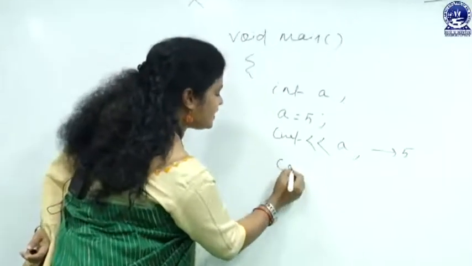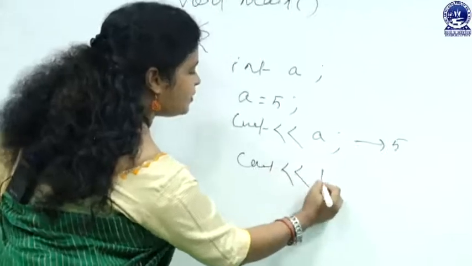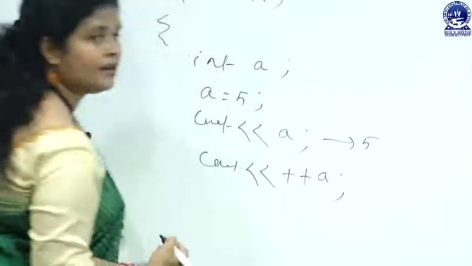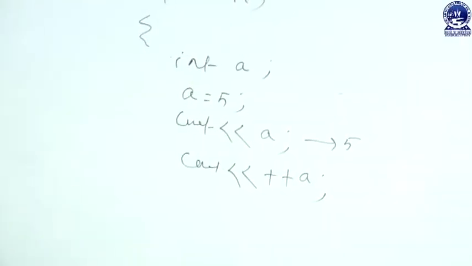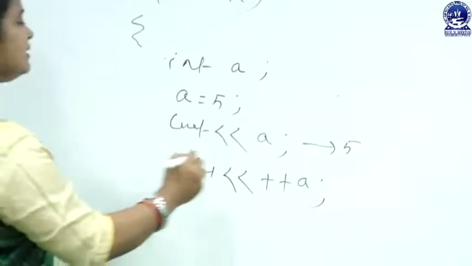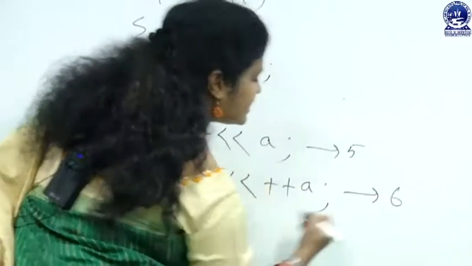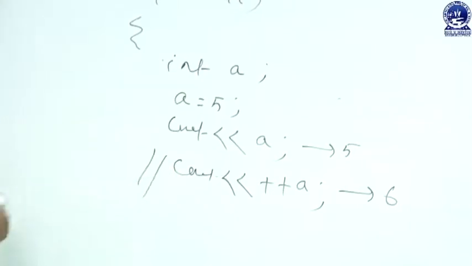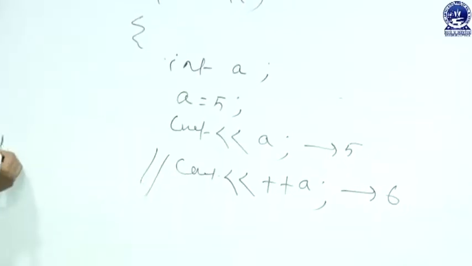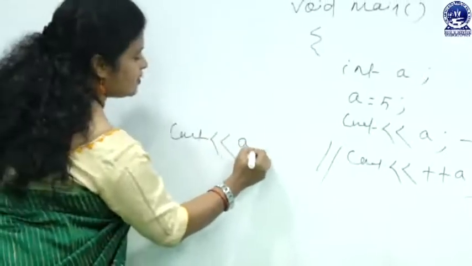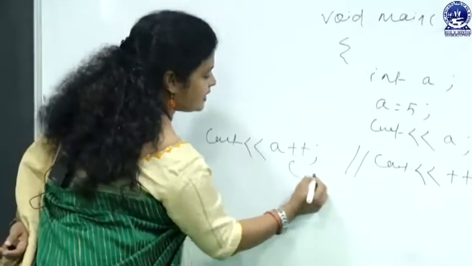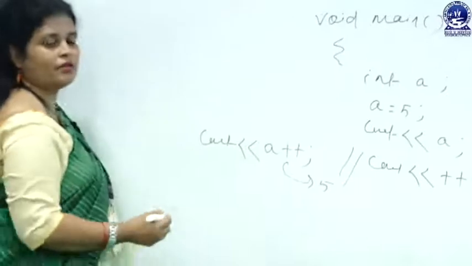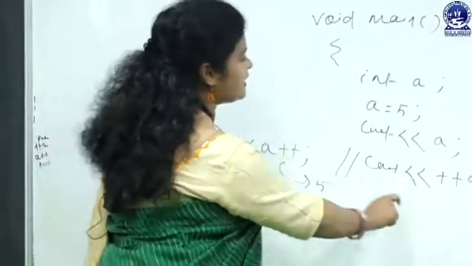Suppose you are writing cout << ++A. If you use this type of notation, the prefix one, then the output will be 6. But instead of writing this one, if you write cout << A++, then you will get 5. What is the difference between this one and this one?